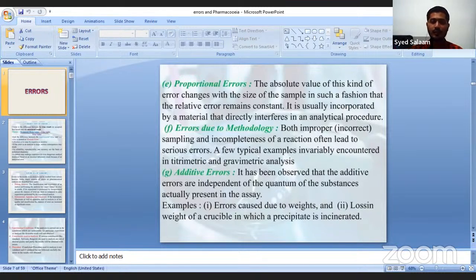So 2014 has been there, and now we have even 2023. Recently the latest edition has also been added, but the 7th edition, 2014, is of the IP. Okay, so now coming to British Pharmacopoeia, which was published in 1864.